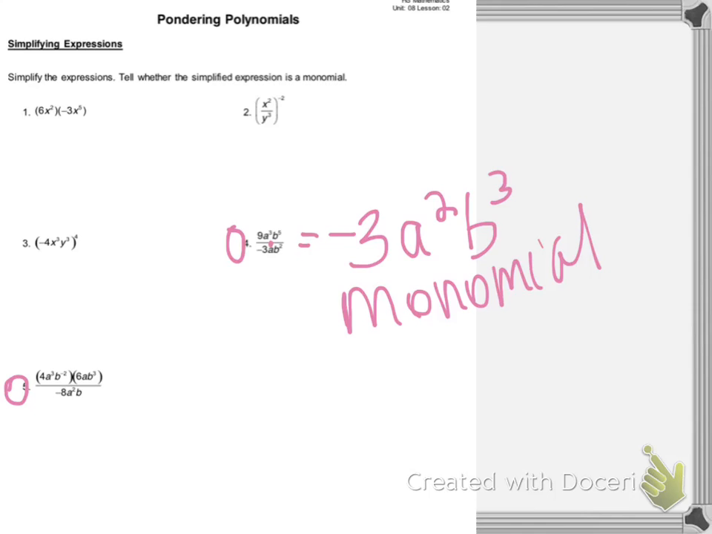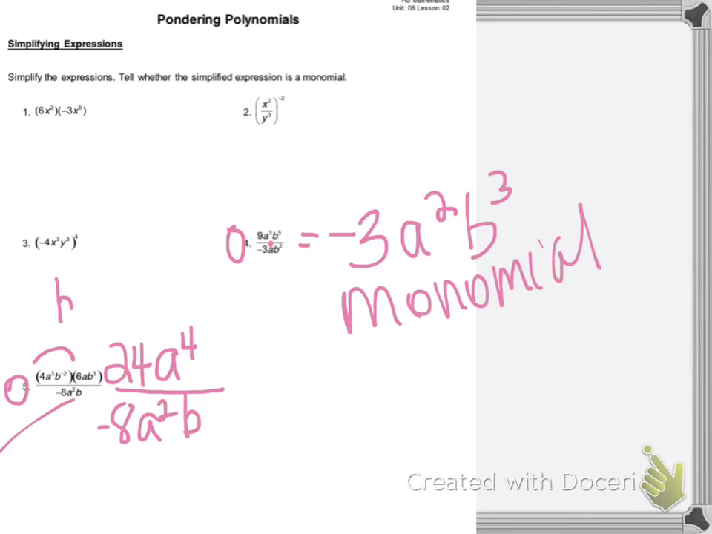Now number 5 is going to be a little bit different. And number 5, first you're going to do the top and then you're going to do the bottom. So the bottom we have negative 8a squared b. So we're not going to mess with that. We're going to multiply the top. So I'm going to multiply the 4 and the 6. It's going to give me 24. Then I'm going to do a to the third times a. So remember, when you're multiplying, you add. So that will be a to the fourth.